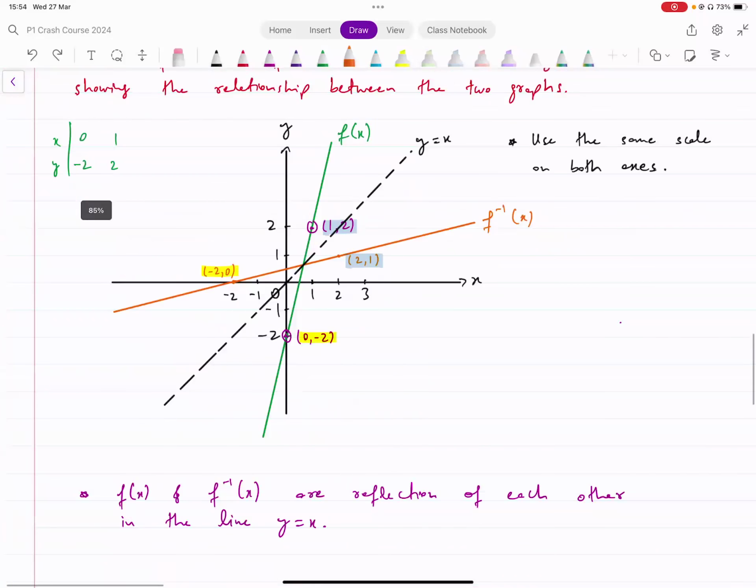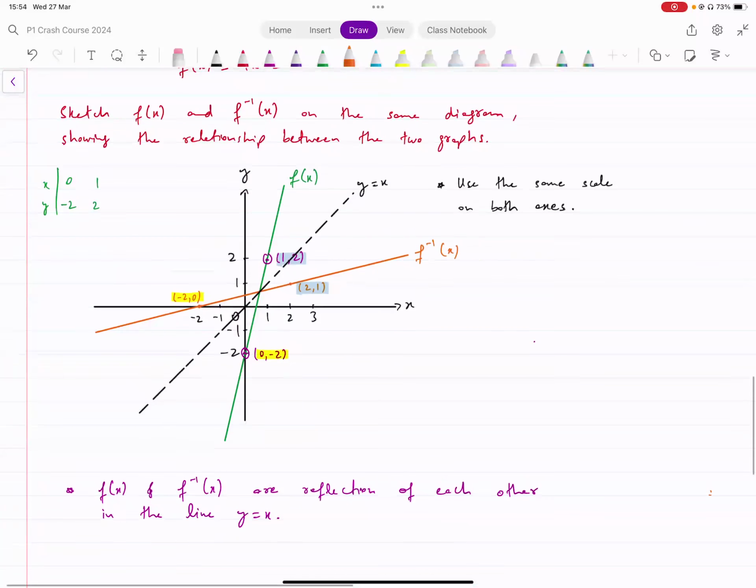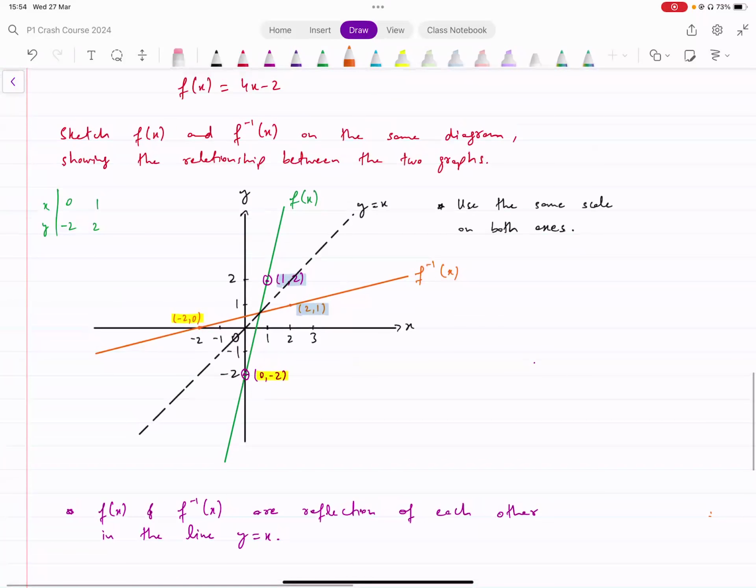Sorry about that. Always use the same scale whenever you're drawing the graph of f of x and f inverse of x. Does that make sense to everyone? Yes, sir.